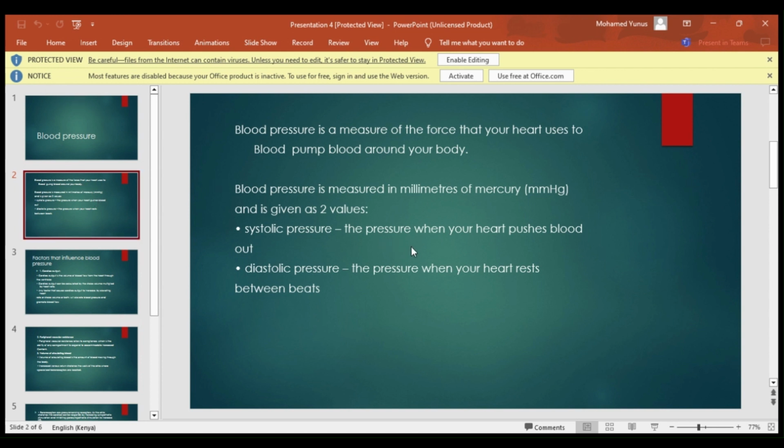We have the systolic value and the diastolic value. Systolic pressure is the pressure when your heart pushes the blood out, when the ventricles contract and push the blood outside the heart. And diastolic pressure is the pressure when your heart is at rest between the beats.